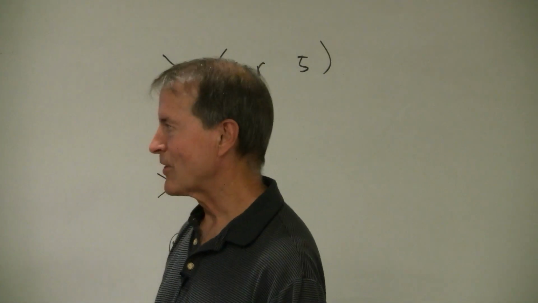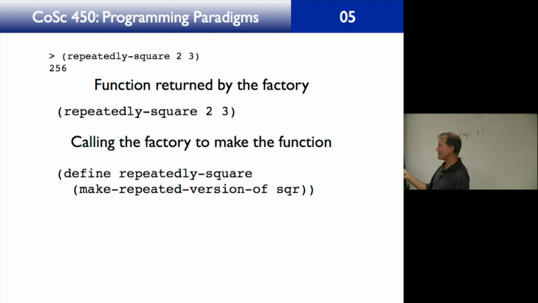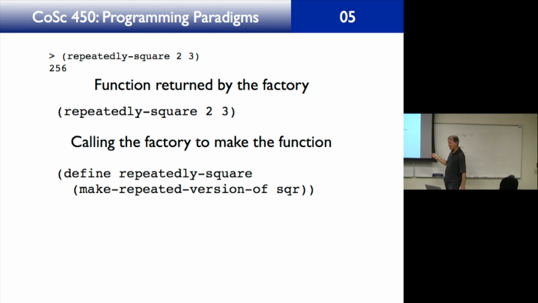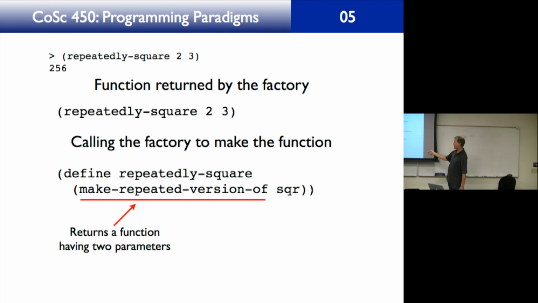Okay, so check this out: not only is this factory returning a function, it also takes as one of its parameters a function. So we have really higher-order procedures here, yeah? So this is how we're going to call the factory to make the function. So here, now, what does make repeated version of do? It returns a function, but the function that it returns has what? 2 parameters. Are you with me? And then what about this?